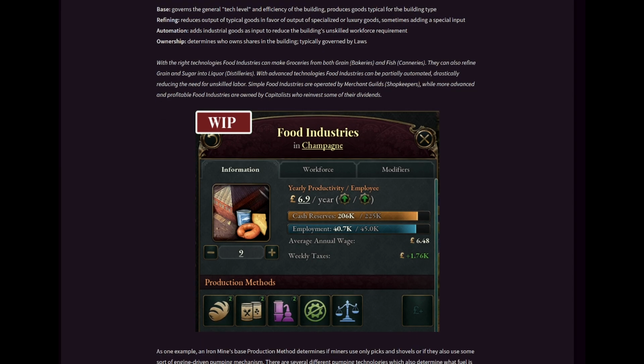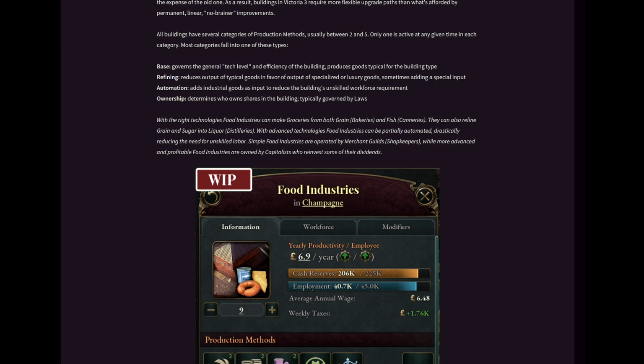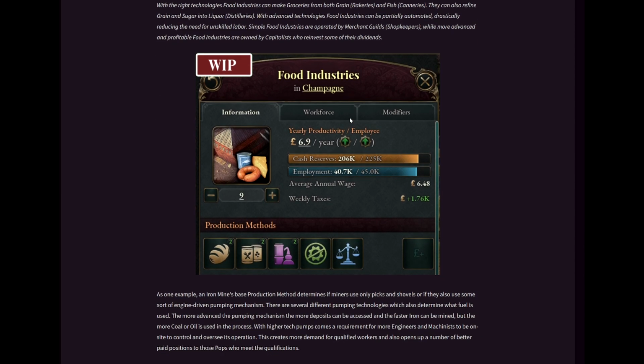Then we have automation, which adds industrial goods as input to reduce the building's unskilled workforce requirement. So you now need a skilled workforce, but in exchange, you will have more goods output. Then you have ownership. That's also quite important: it determines who owns shares in the building, typically governed by laws.